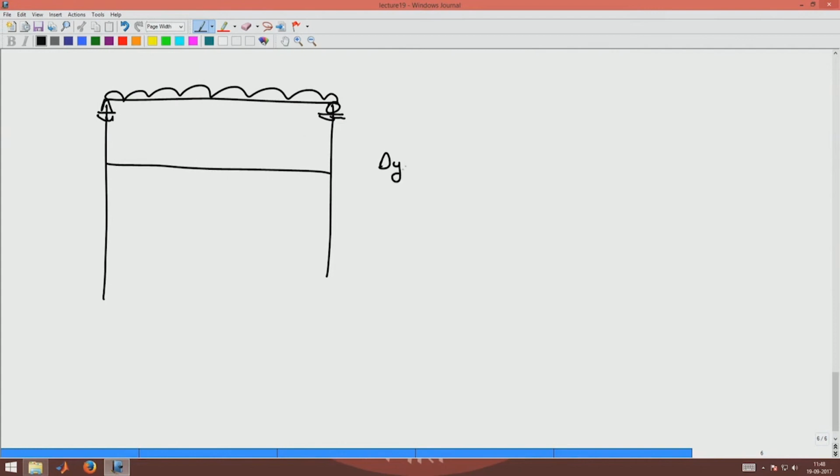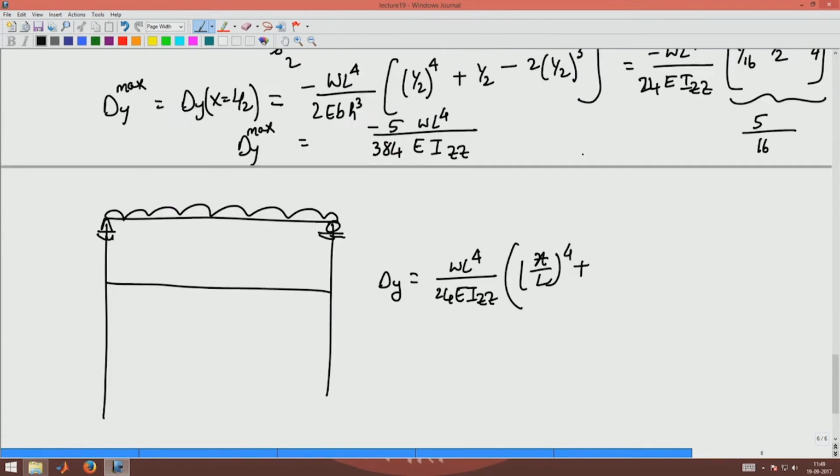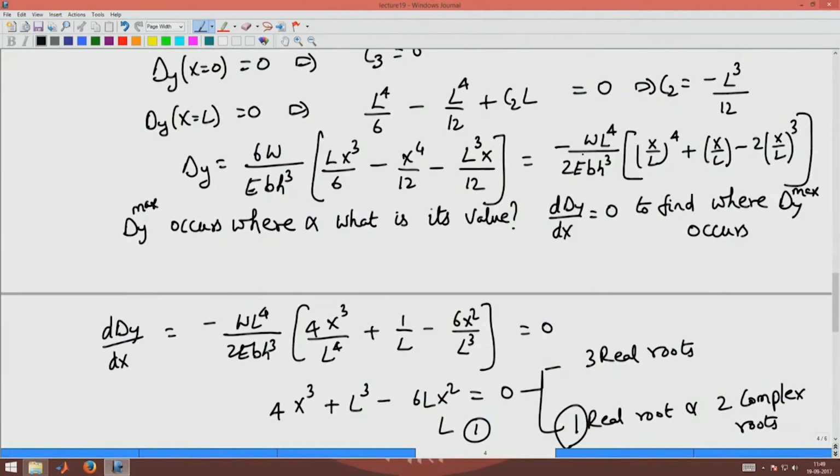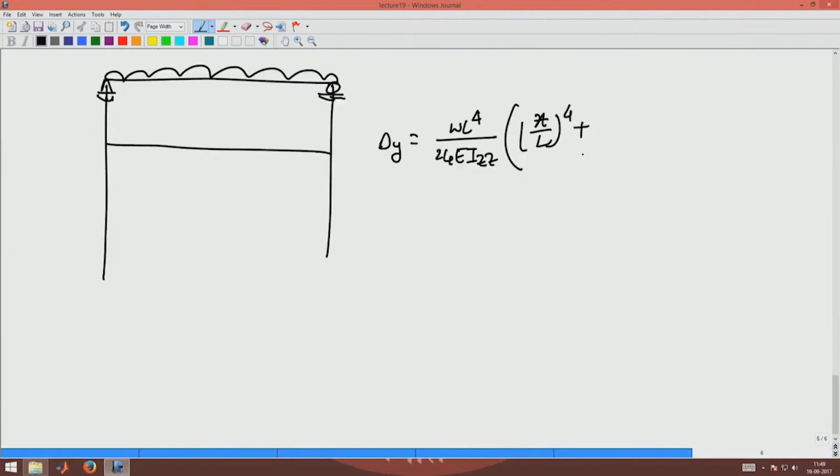We found that delta y is given by W L power 4 by 24 E times I ZZ into x by L whole power 4 plus x by L minus 2 times x by L the whole cube. Okay, so it is a 4th order polynomial, and its deformed shape would look something like this.